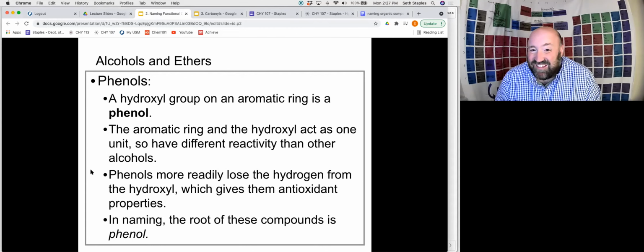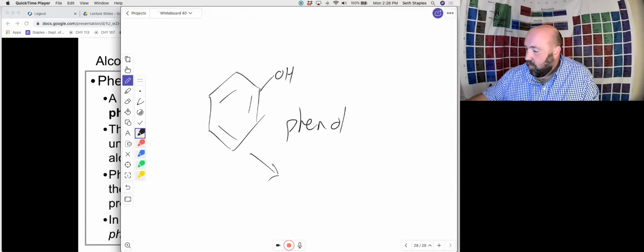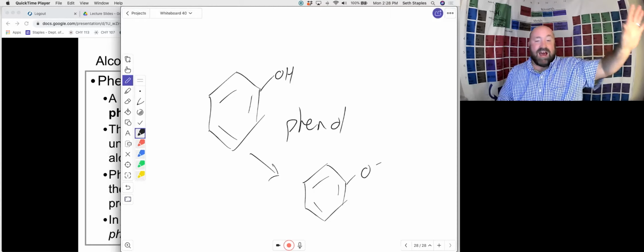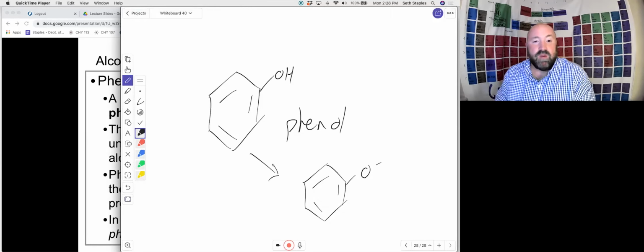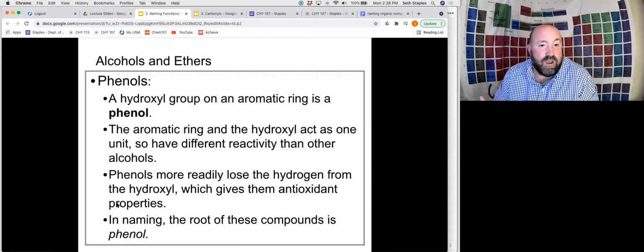Phenols can easily lose that hydrogen from the hydroxyl group. They can easily go from this form to this form here, losing that H plus. Remember, back to our acids and bases. What does that make phenol? Absolutely, it makes phenol an acid because it can easily donate that hydrogen, that H plus, to something else. That means that they do have incredible antioxidant properties, which isn't something that we're going to go into too much in this course, but just something to be aware of.